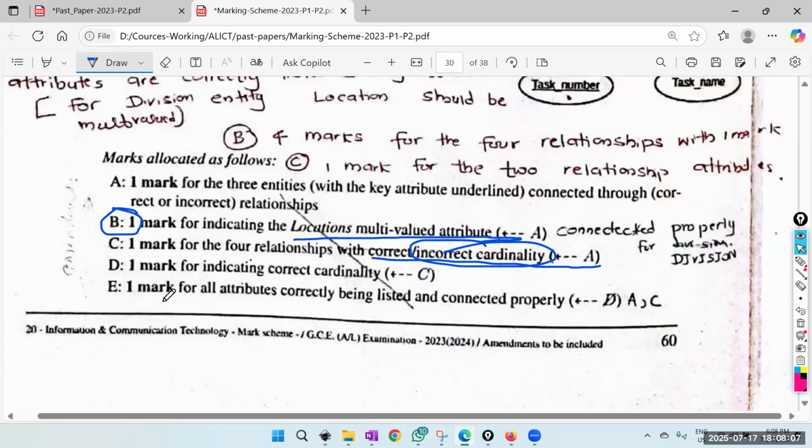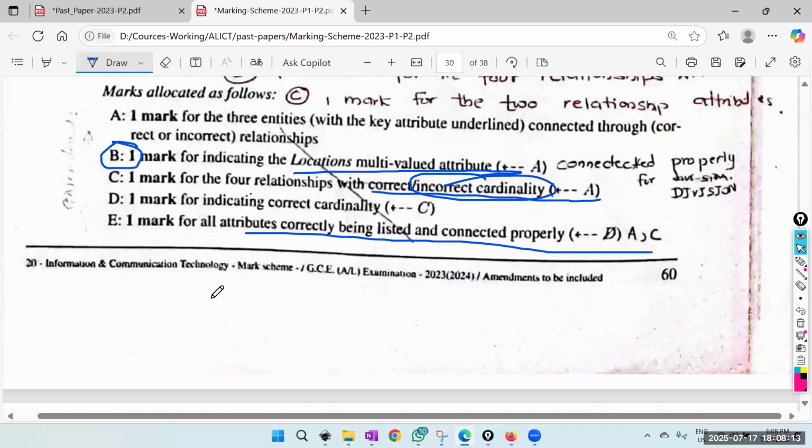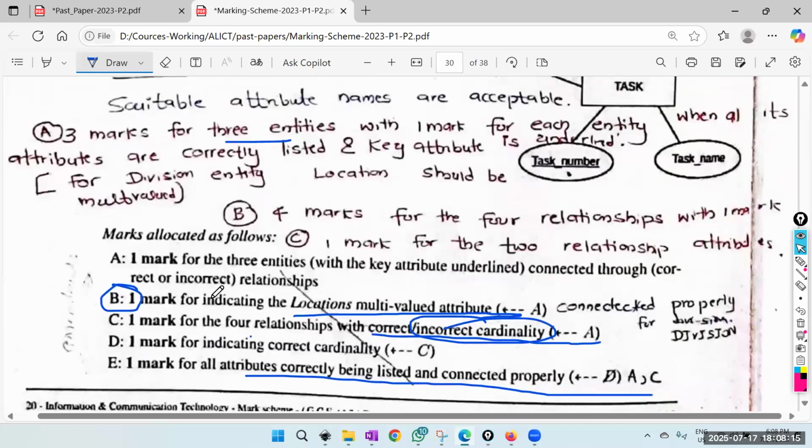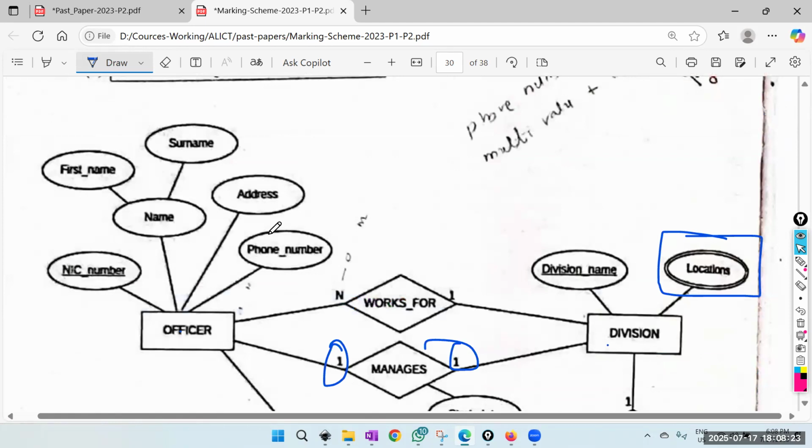1 mark for all the attributes correctly being listed and connected properties. So definitely I will lose 2 marks out of this. Out of 5, I think I will get about 8 marks overall, two less.